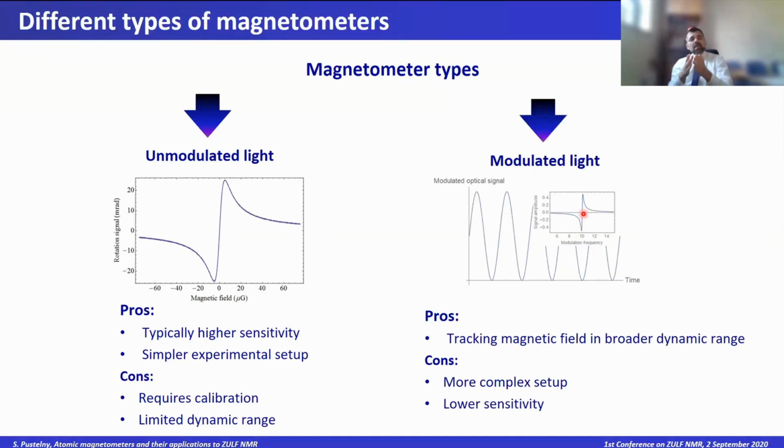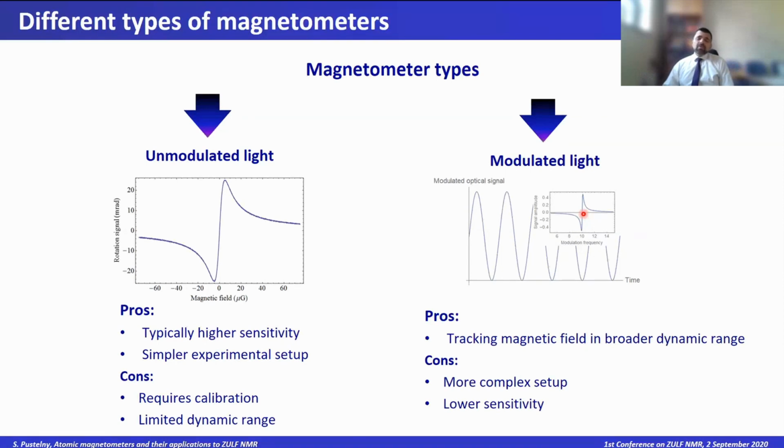So what it means is that now you are extending your dynamic range. You can track the magnetic field in a much broader range of magnetic fields, particularly all the way to the Earth magnetic field. So you can expand the dynamic range by maybe 4 or 5 orders of magnitude in this situation.